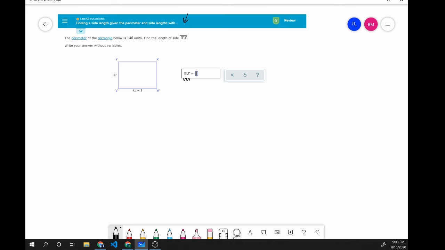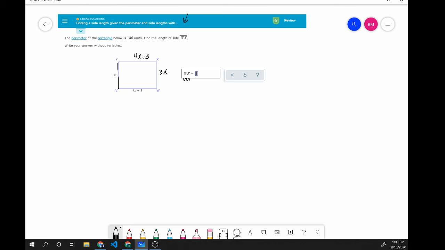So if I have 3x on the vy side, I also have to have 3x over here. And if I have 4x plus 3 on the bottom, I also have to have 4x plus 3 on top. So now that all the sides are labeled, let's go ahead and make our equation.